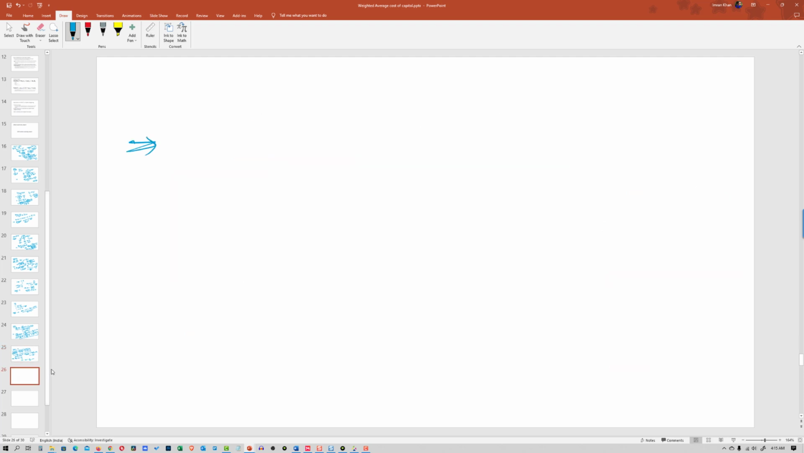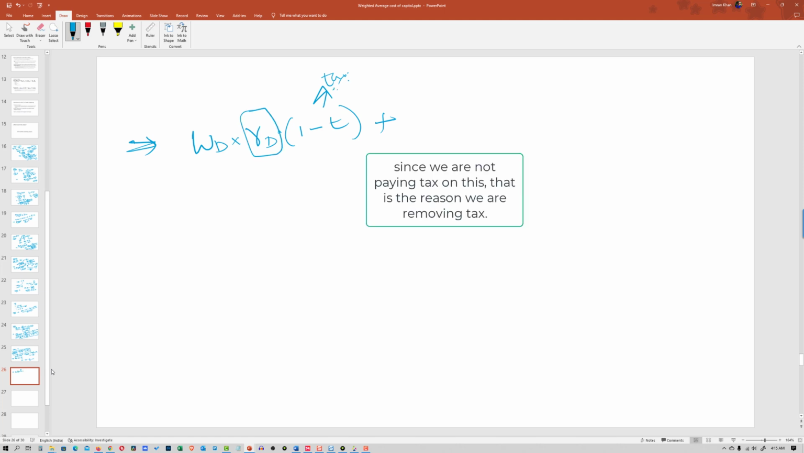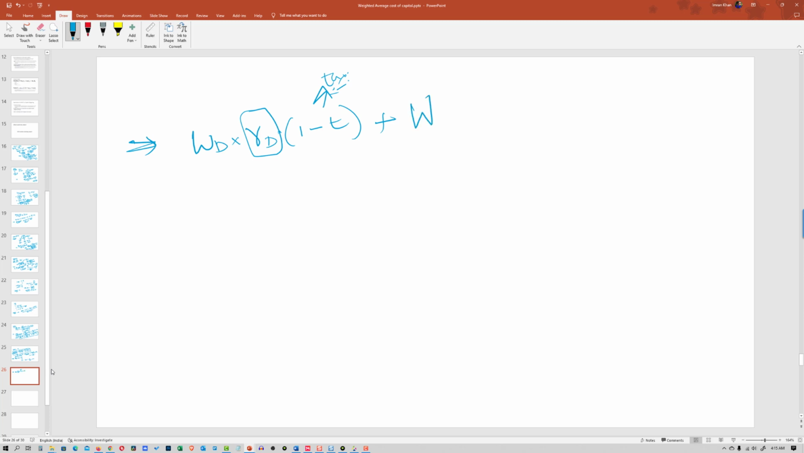So let me write it here. The ultimate and the final formula is going to be weighted debt into rate of debt multiplied by 1 minus T. T is going to be the company's tax, whatever the tax it is. It could be 30%, it could be 40%, 42%. Okay, the total tax. So you are not paying tax on this. That's the reason we are removing tax. Now here, weighted preferred equity into rate of preferred equity plus weighted equity into rate of equity.